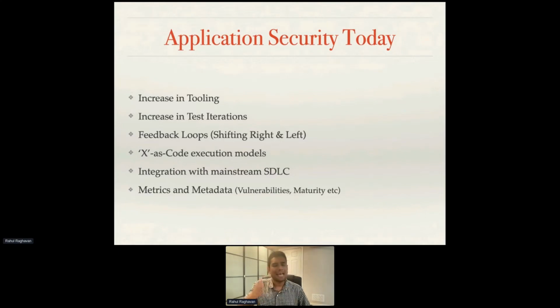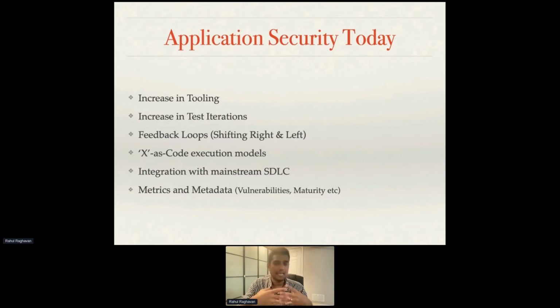A lot of as-code execution models. We obviously started off with infrastructure as code. We then went into security testing as code. And today we are at a point where we're also looking at threat modeling as code. So there's been a lot of strides in the as-code execution model. And the threat playbook that we're going to see in a couple of minutes is one such example of how we've been able to integrate threat modeling as code. And all of this has obviously integrated with the mainstream SDLC.